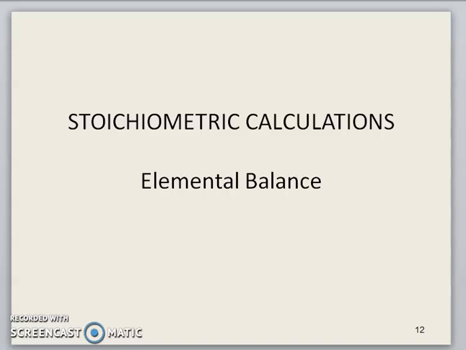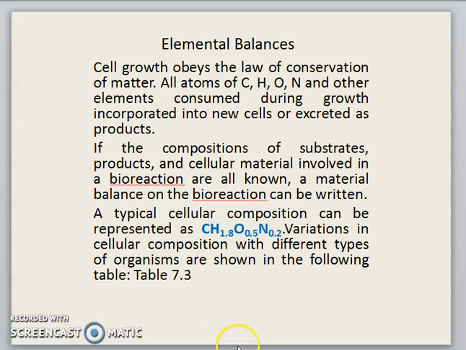So for the elemental balance, cell growth obeys the law of conservation of matter. All atoms of C, H, O, N and other elements consumed during growth are incorporated into new cells or excreted as product. If the compositions of substrates, products, and cellular material involved in a bioreaction are all known, a material balance on the bioreaction can be written.